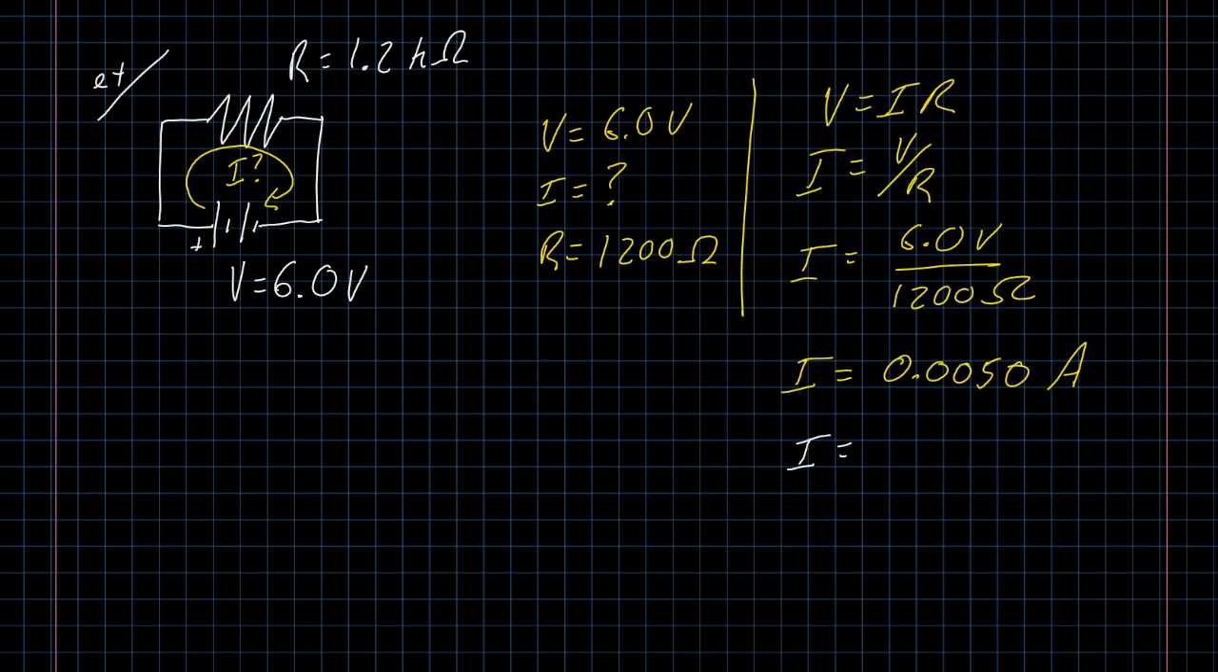But I also could notice that it would be a lot nicer to rewrite this in milliamps. This current is 5.0 milliamps. And that's a perfectly valid way of writing it. Again, I'm not necessarily picky about did you find the best SI prefix, but it's always something that's worth paying attention to.